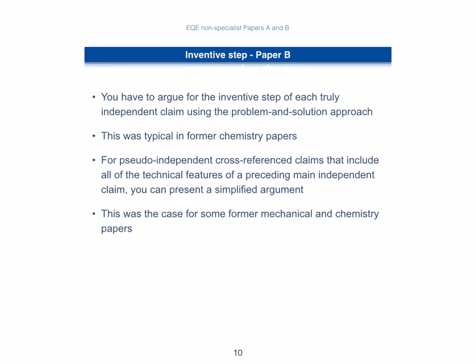On the other hand, a cross-referenced independent claim reading "apparatus for carrying out the method of claim 1" is considered by the EPO to be a true independent claim, and you have to argue separately for the patentability of the apparatus. All of this comes into consideration if paper B has several independent claims.